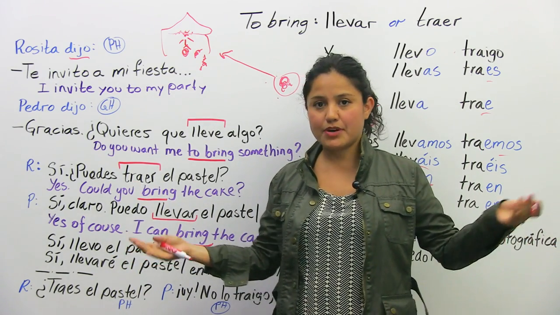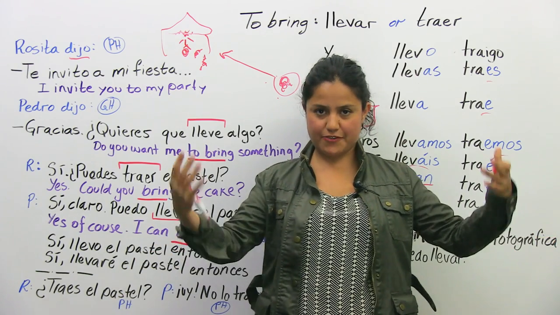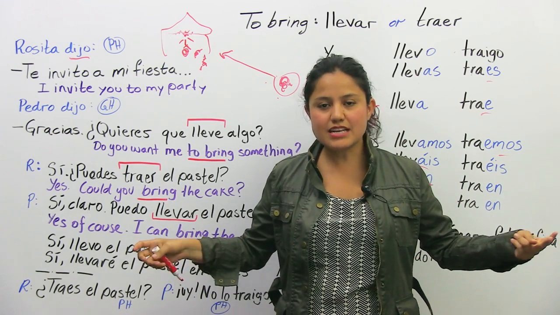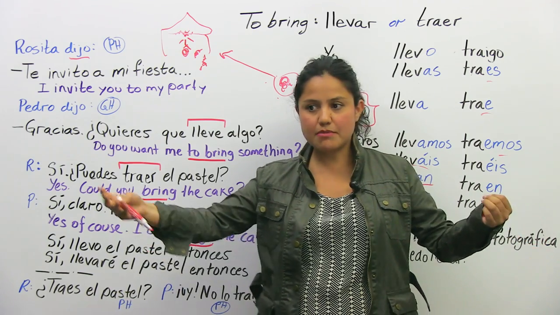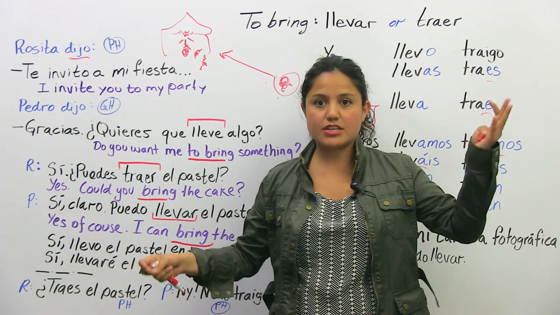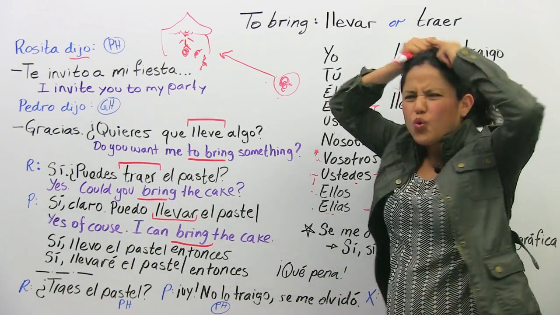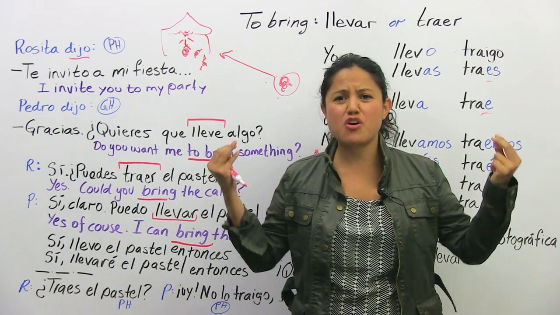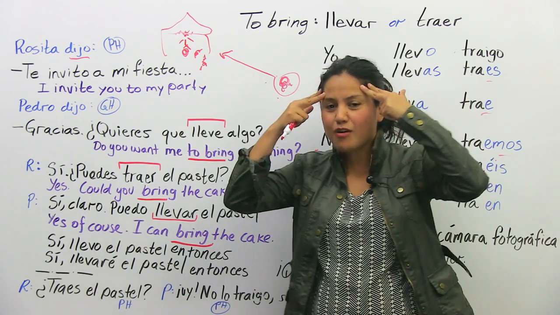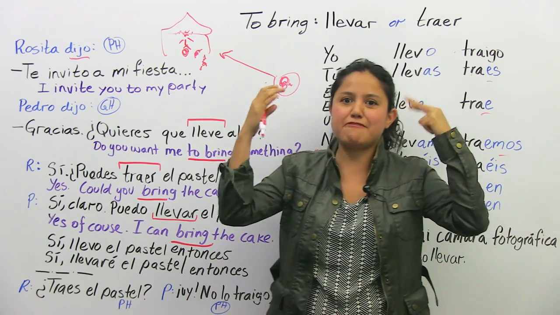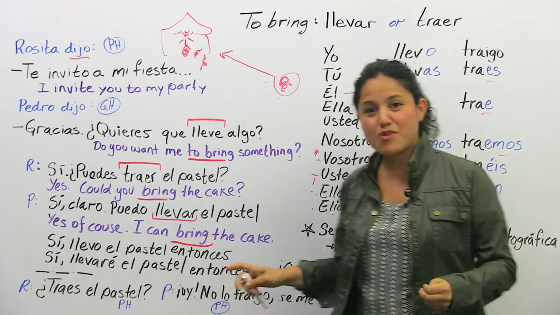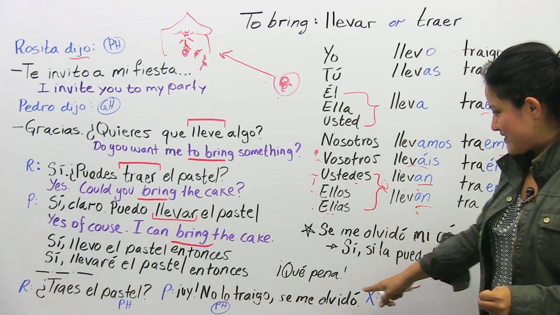And then Rosita comes to Pedro and says, hey, Pedro, ¿traes el pastel? Because everybody's asking for the cake, por el pastel, por la torta. ¿Traes el pastel? ¿Traes la torta? Maybe if she's from Venezuela, imagine. And then Pedro's like, uy, qué pena, se me olvidó. Oh, what embarrassment, I forgot it. Se me olvidó, right? That's what he's saying.